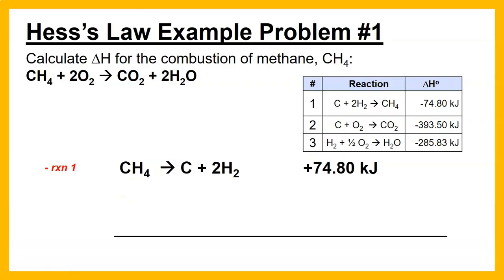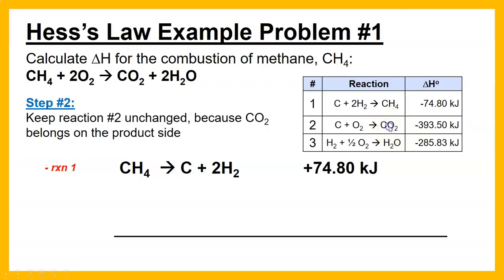Next, step 2. If I look at this, carbon dioxide needs to be a product. Well, look here. Reaction 2 has carbon dioxide as a product. I'm just going to put that equation in next. I don't have to flip it. I don't have to multiply it. I don't have to do anything because it's already set up with carbon dioxide as a product. That was just regular old reaction 2.